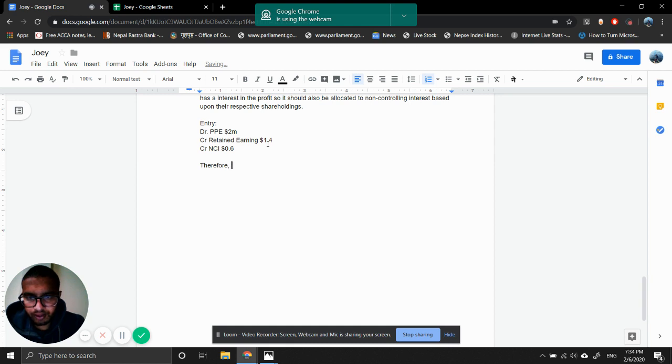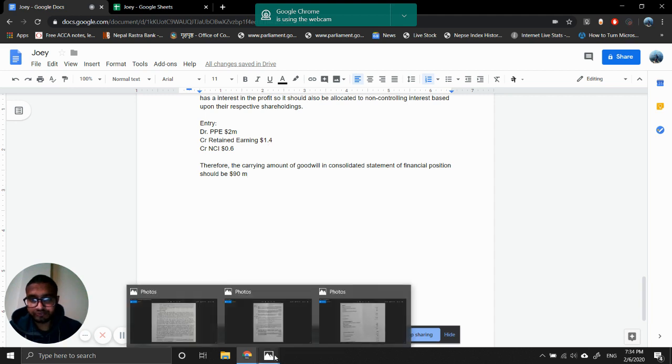Therefore, carrying amount of goodwill in consolidated statement of financial position should be $90 million. Right, that's pretty much it for this, I guess. Anything else that we are missing?